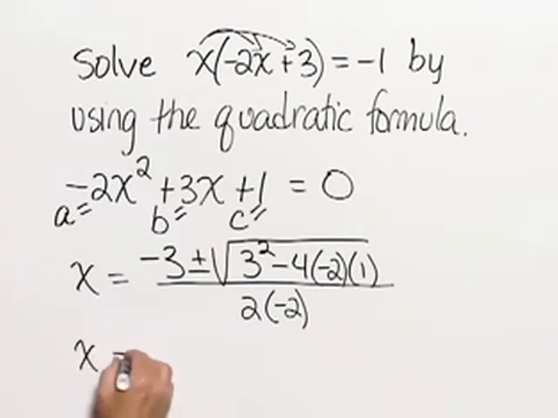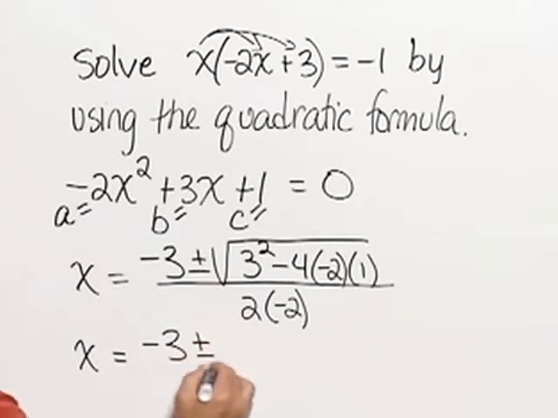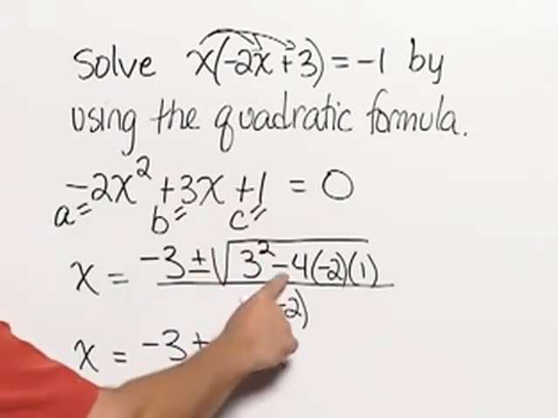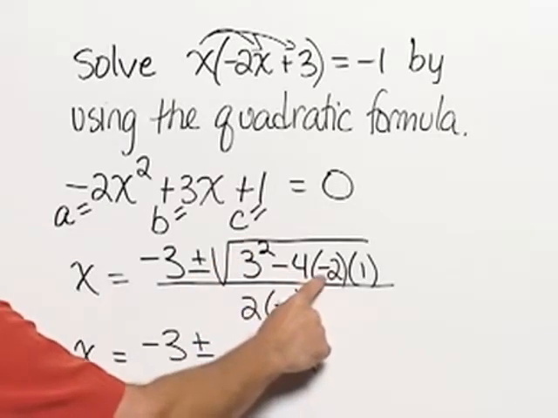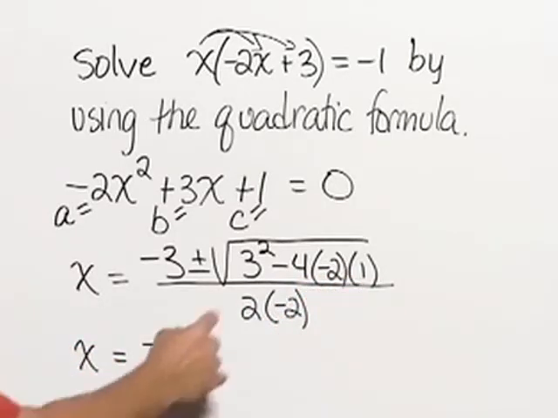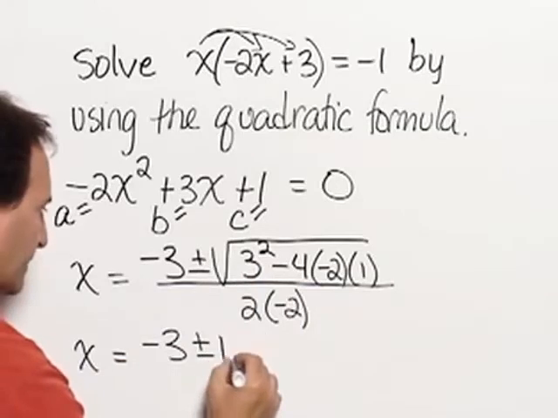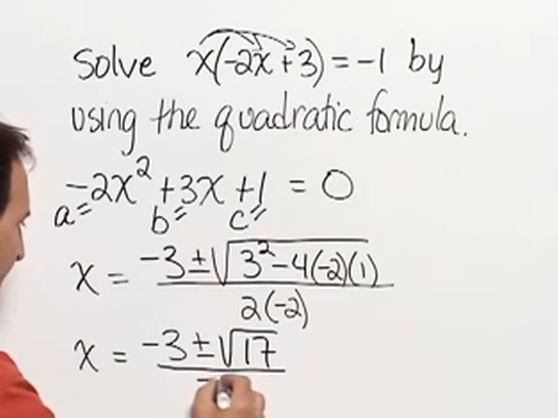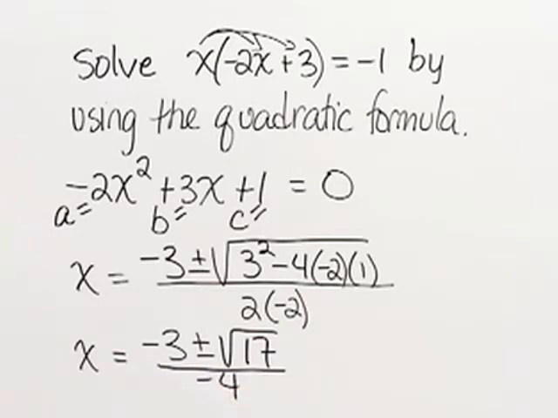Simplifying, we have x equals negative 3 plus or minus 3 squared is 9. Negative 4 times negative 2 is positive 8 times 1 is still positive 8. 9 plus 8 is 17. So we have negative 3 plus or minus the square root of 17, and that's all over a negative 4.